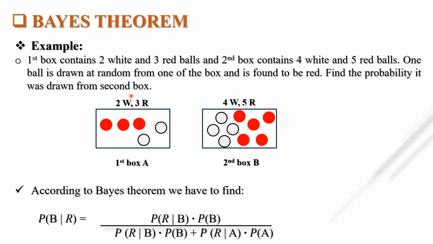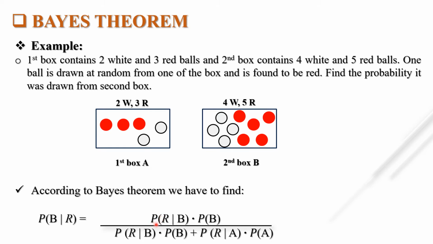Bayes theorem also has some applications, like weather forecasting. It is also used in medical analysis and more. According to Bayes theorem, we have to find P of B given R. Instead of A and x as in the previous slide, we know that a red ball is drawn from one of the boxes, and we want the probability that it was drawn from box B. That's why we write B here, and instead of x we simply write R, because R represents the red ball.